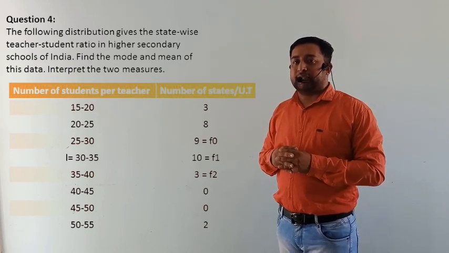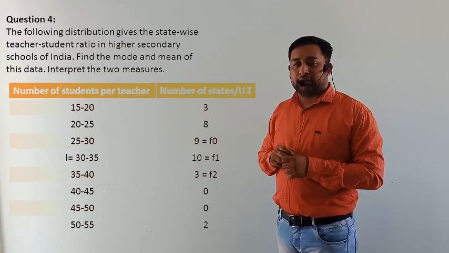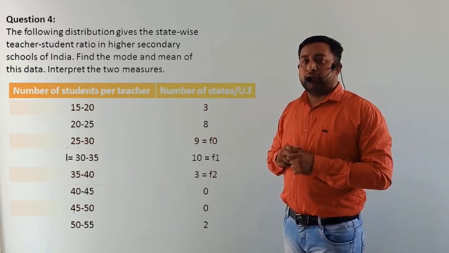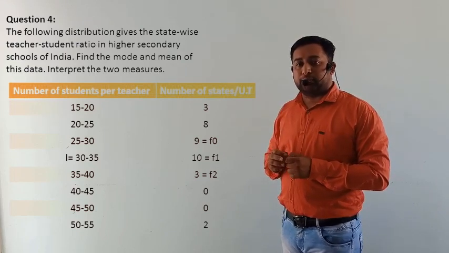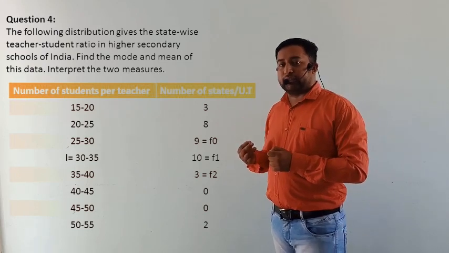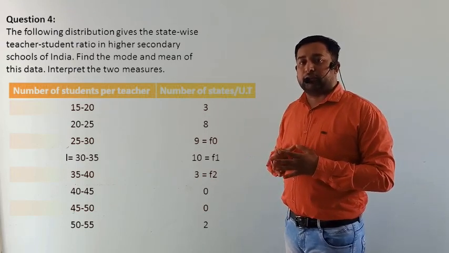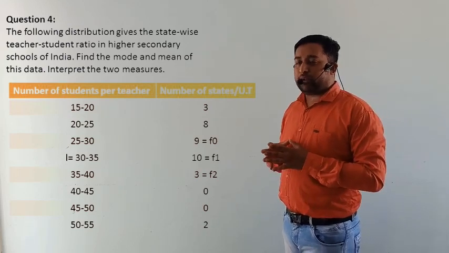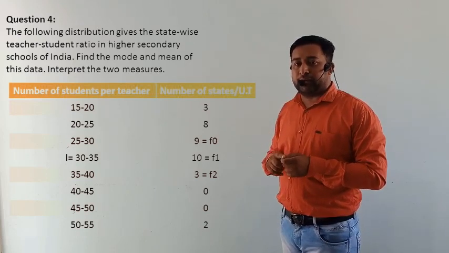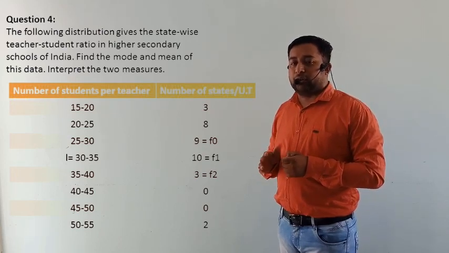Here I am checking mode first. So we need to check our frequency. Which are our frequencies? 3, 8, 9, 10, 3, 0, 0, 2. Which one is the most among them? 10 is the most. So 10 is our F1. Preceding frequency 9 is F0. Next frequency 3 is my F2. And my modal class is 30 to 35. So the lower limit of 30 to 35 is my L. I need to check my class length: 20 minus 15 is 5, 25 minus 20 is 5, 35 minus 30 is 5. So I got all the data.